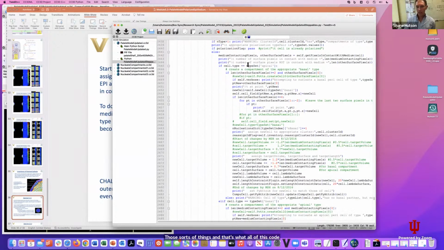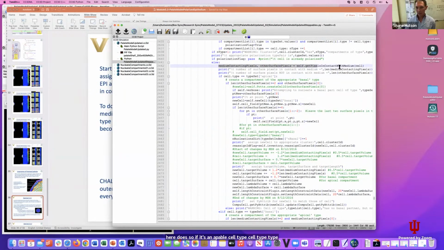Right? So if it's an apical cell type, if cell type apical, we're going to get the list of pixels on its surface. And there's a function built in here that'll be useful to copy into the exercises, where it will return a list of the pixels in a cell that contact the medium and a list of the surface pixels in a cell that contact something besides medium. That turned out to be what was useful for doing this sort of differentiation here.